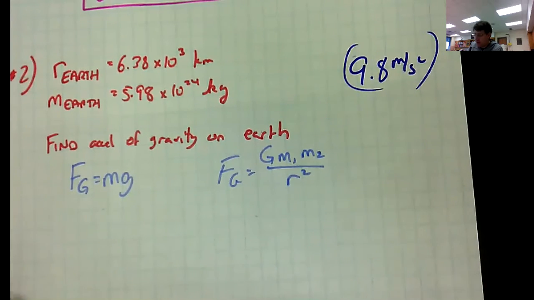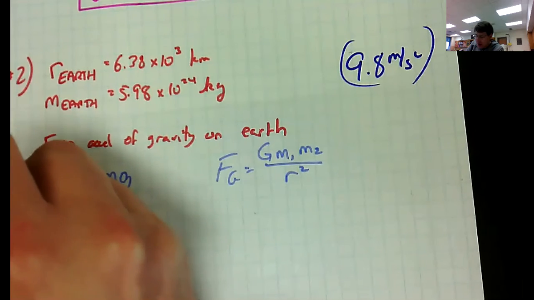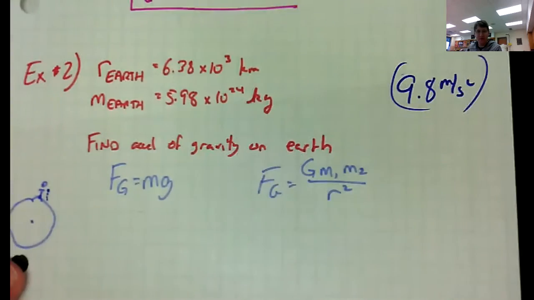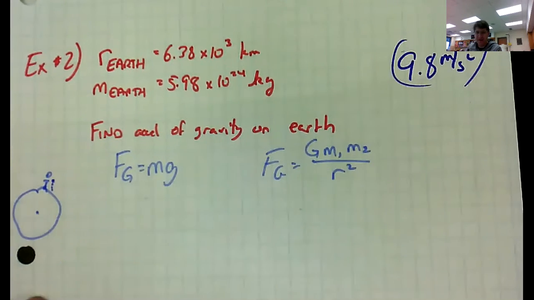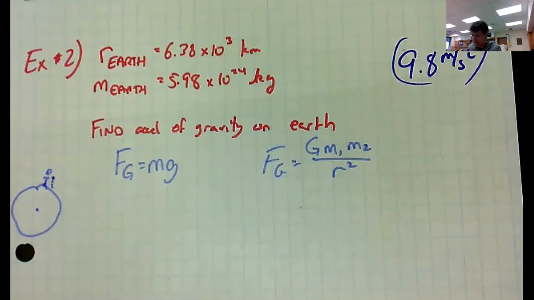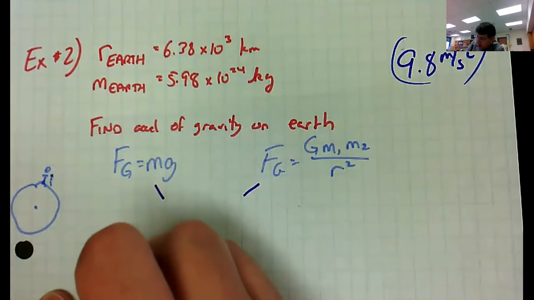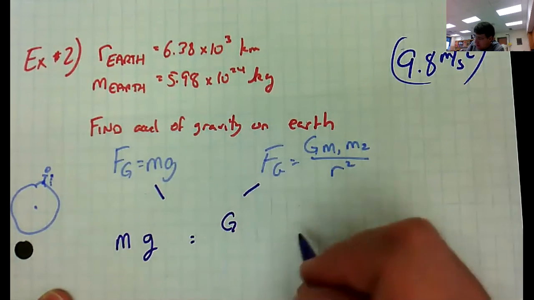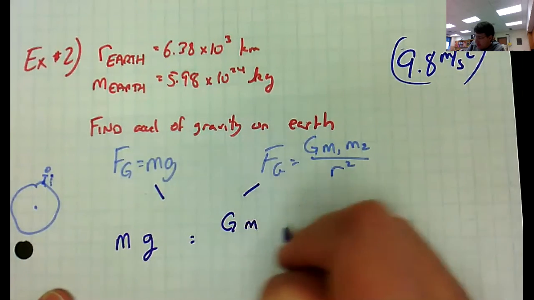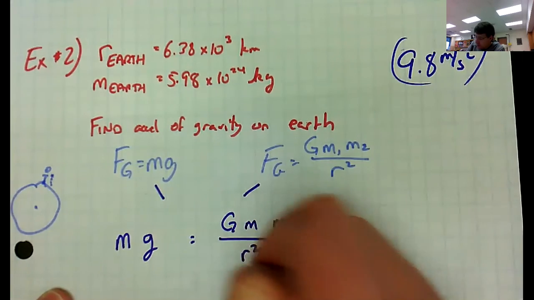So imagine that I'm standing on the Earth and I want to drop an object. We should be able to calculate what the acceleration is, what g is. The way we do that is we combine these two equations together. We say that mass times g is equal to G m m over r squared, and I'm going to avoid the subscripts for a second.